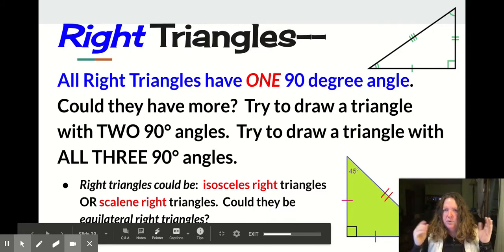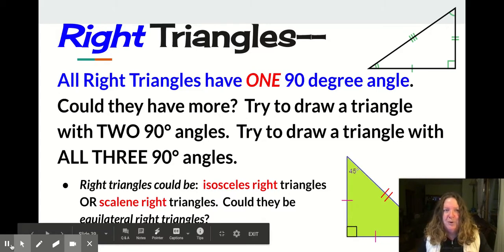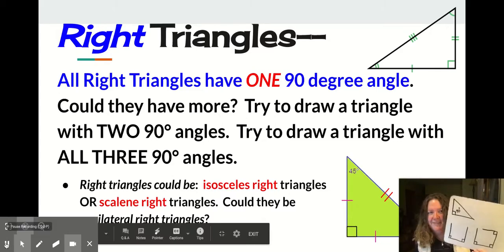But could they have more? Try to draw a triangle that has two 90-degree angles. Try to draw a triangle that has three 90-degree angles. Pause the video and draw that on your paper. Try to draw a triangle with two right angles and a triangle with three, and then start the video again. So pause now and do that.